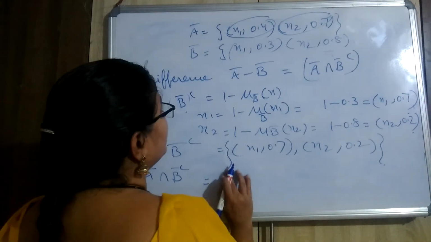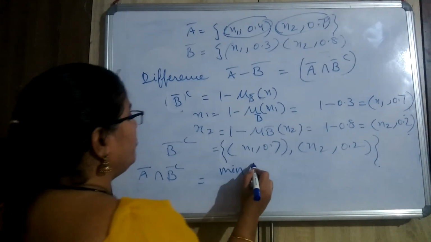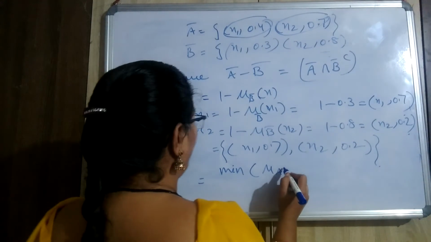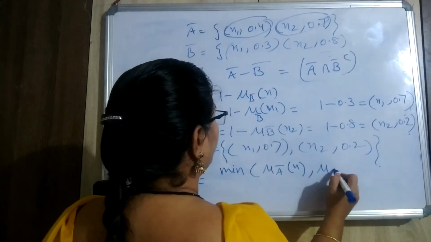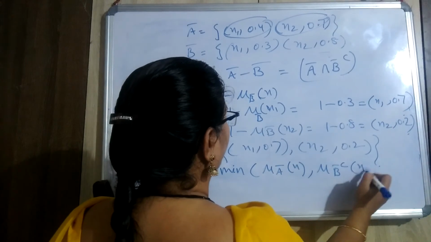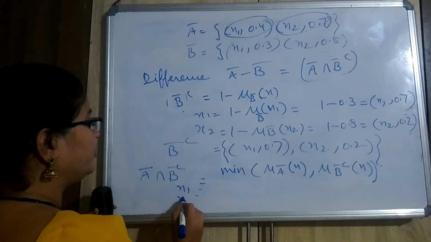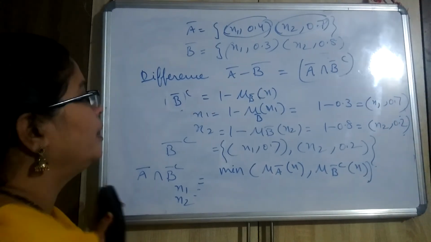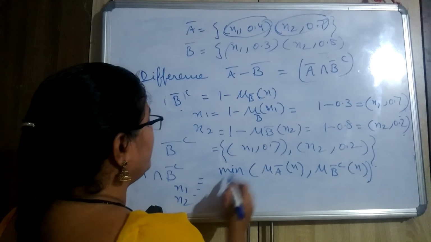Now what I have to find out is A bar intersection B bar complement. The intersection means we have to find the minimum of mu A bar of x comma mu B bar complement of x. So what it is at x1 and at x2, now we are going to see. At x1 it is 0.4, 0.7. What is the minimum one?